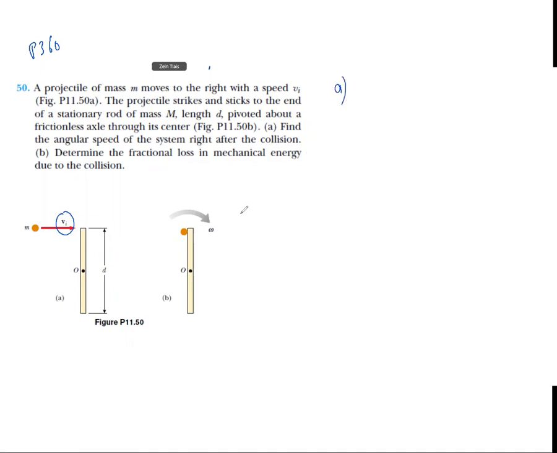So A, we have to find omega just after the collision. Here is the initial state. This is before the collision. And here is the final state, just after the collision. Here we have to apply the conservation of angular momentum.